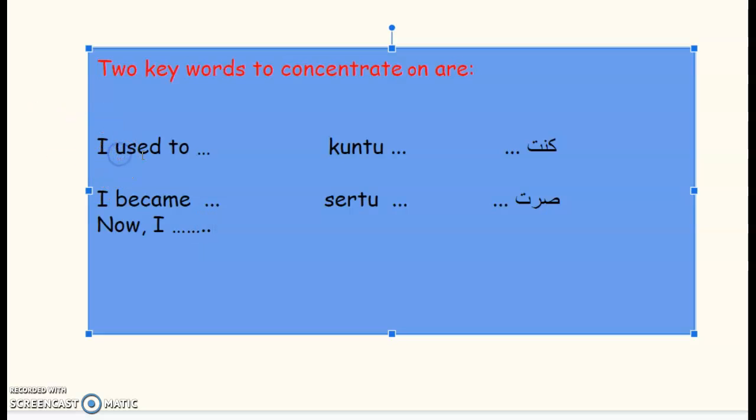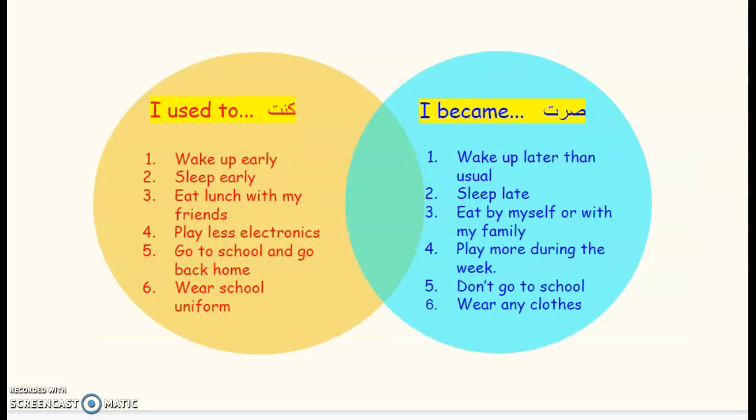I used to wear my uniform to school every day. Now, or I became, now I don't wear my school uniform during virtual learning. All right, so let's have a look at some new keywords, and some of them you've already seen. All right, so here you have the kuntu, I used to, and surtu, I became, or now I.